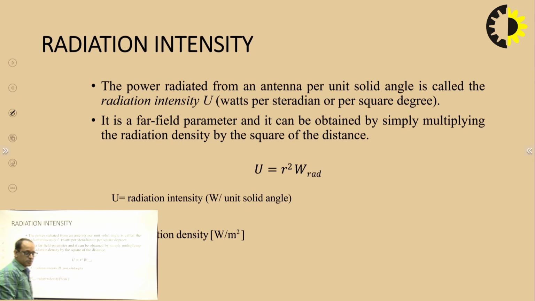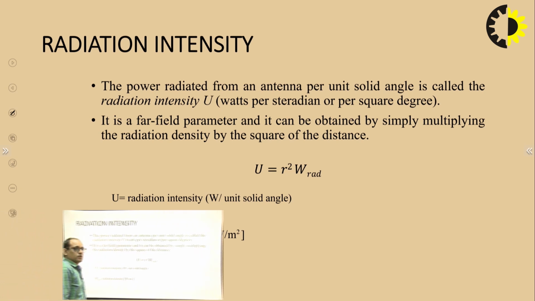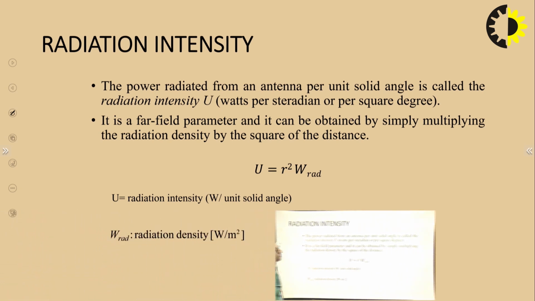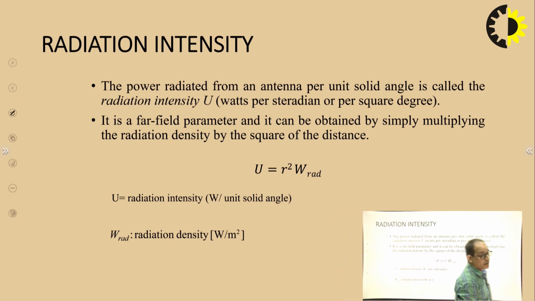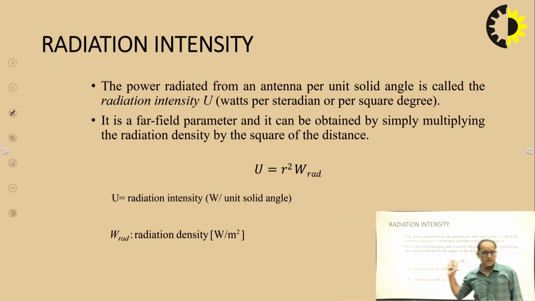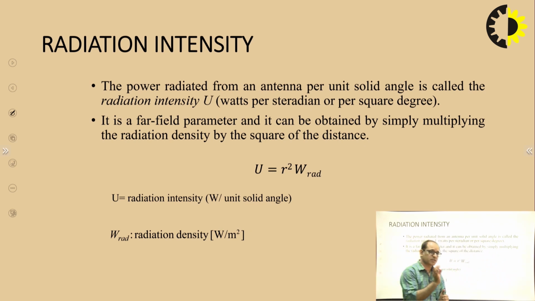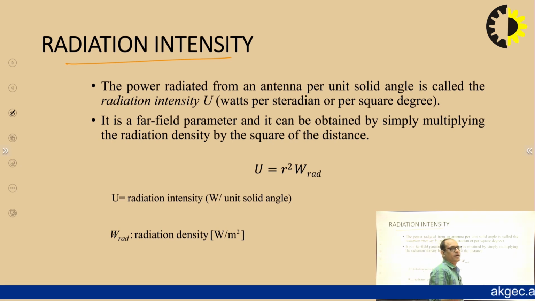Next term is the radiation intensity. In the last topic we discussed the radiation density, and now the topic is the radiation intensity. So what is the difference between the radiation density and the radiation intensity? Radiation density defines the power radiated per unit area, and the intensity is the power radiated per unit solid angle. Clear? So how much power is radiated per unit solid angle defines the radiation intensity.